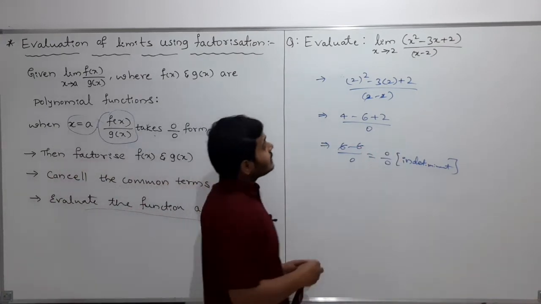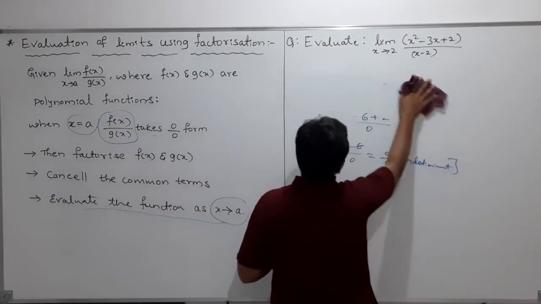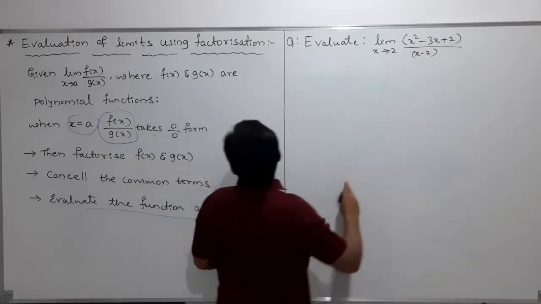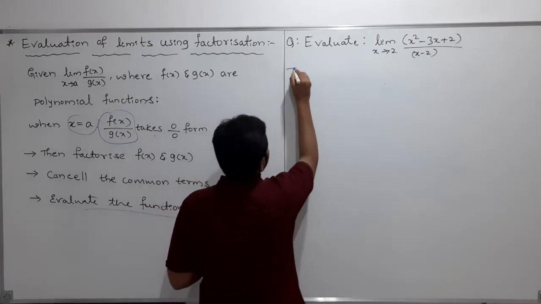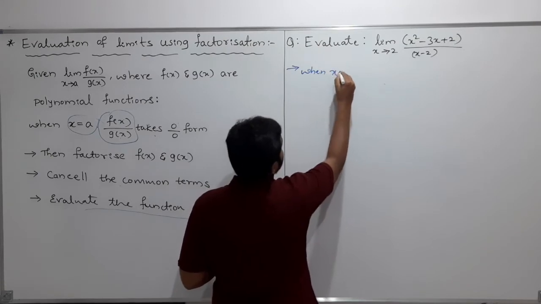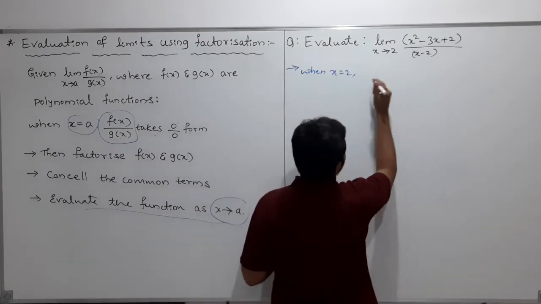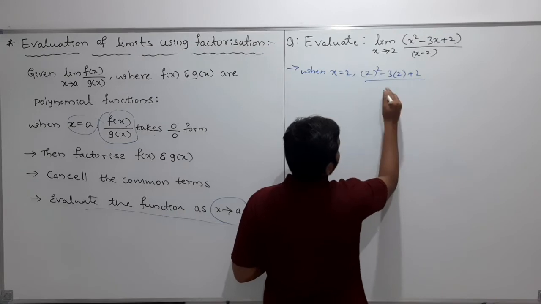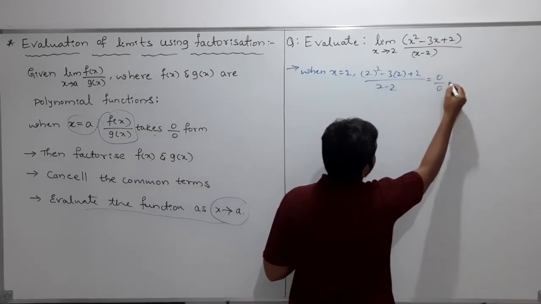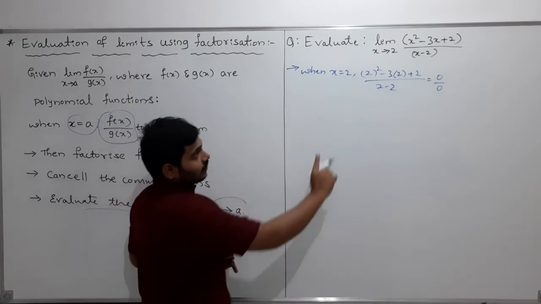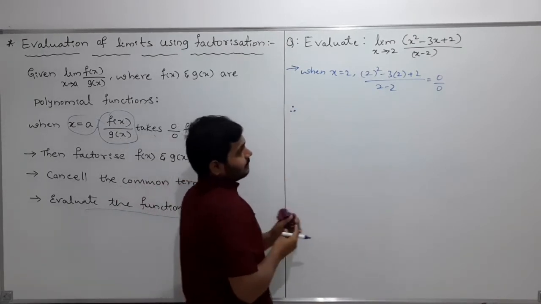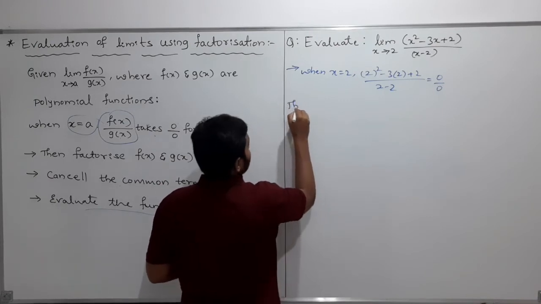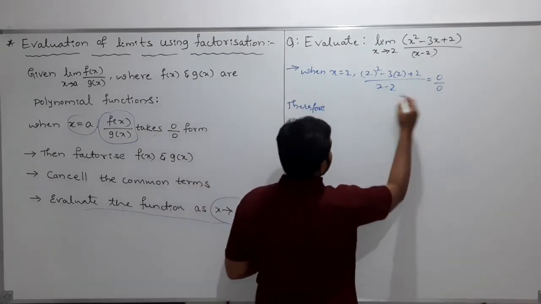So see here, I'll rewrite. This is the example, my dear students. Here it is evaluation of limit by factorization method. When x equals 2, if you substitute x value as 2 here, 2 whole square minus 3 into 2 plus 2, whole divided by 2 minus 2, we are getting 0 by 0. I hope you understood. Therefore we got the 0 by 0 form.